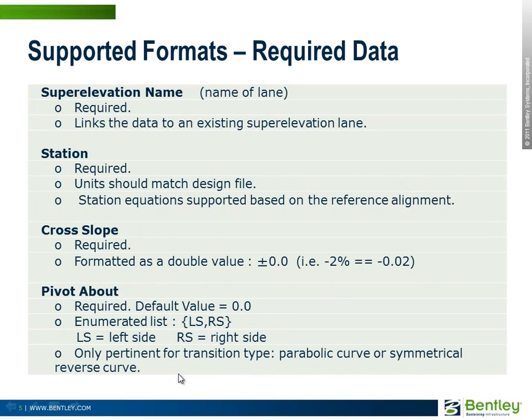And you can see here some of the information. This is the required information that I just mentioned. And you can see we've got the name, station, cross slope, pivoting. And you'll notice down here under the pivoting where I said left side, it's only used for the parabolic or the symmetrical. However, it is required, and so the easiest thing is just to put either left side or right side, and you've got it made. The other thing, again, cross slopes, make sure that you show with the minus sign if you need it. And if you're using, for example, 2%, then you're going to have 0.02.